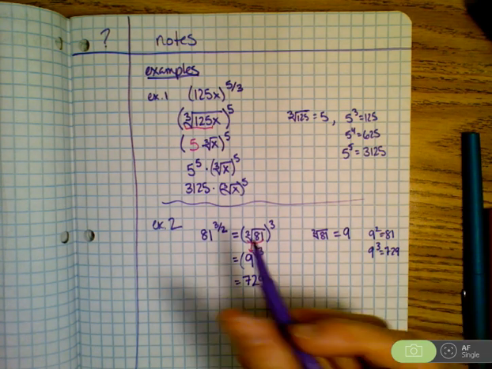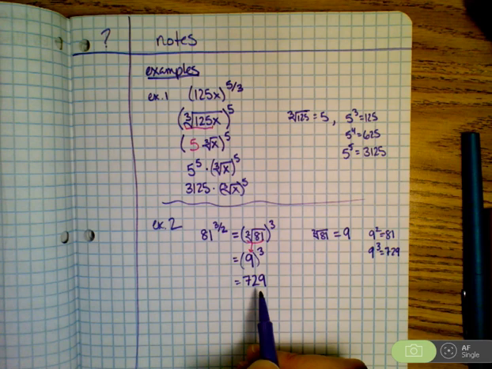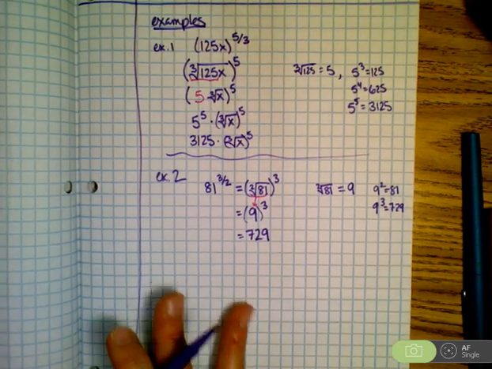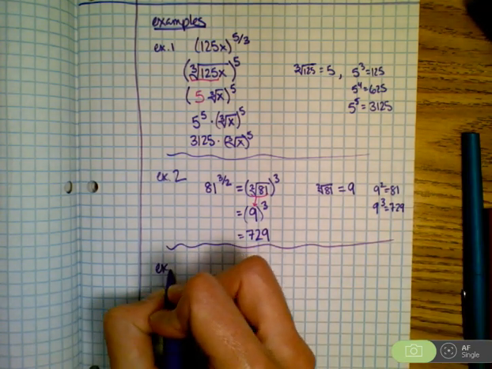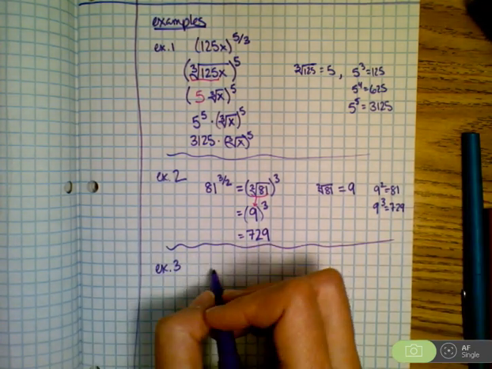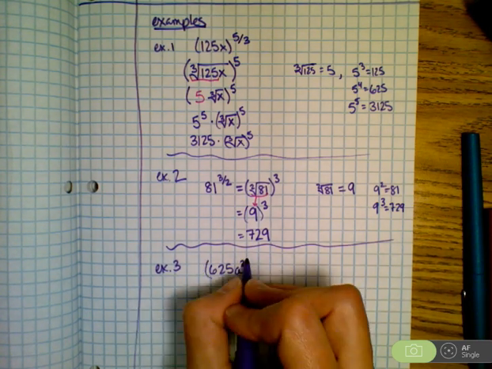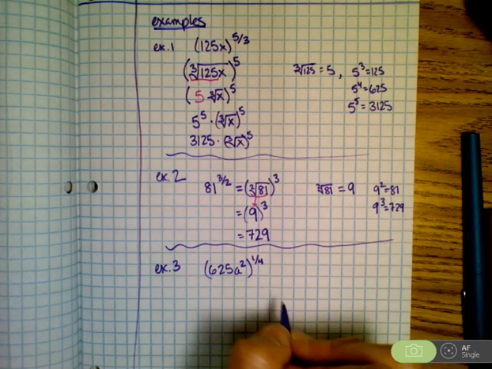Now, you could put this in your calculator and it'll give you 729. That's not going to be helpful, though, when you get into problems with variables in them. And most of these are going to have variables. So I just wanted you to start to understand. And let's move on now to variables. So 625a to the 2nd to the 1/4. So this is where we have to start putting these ideas together.